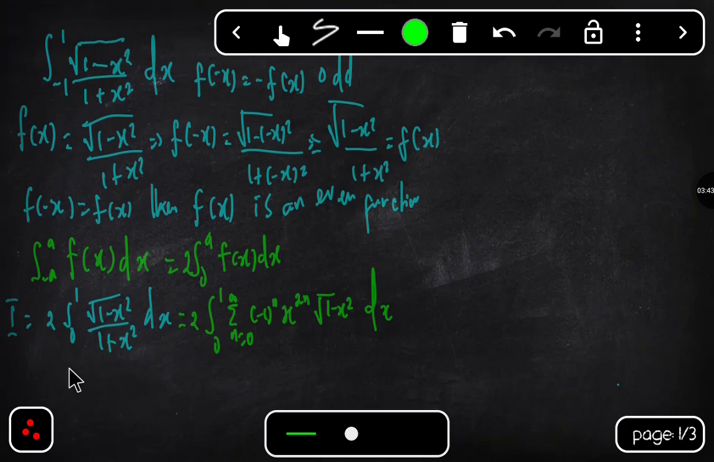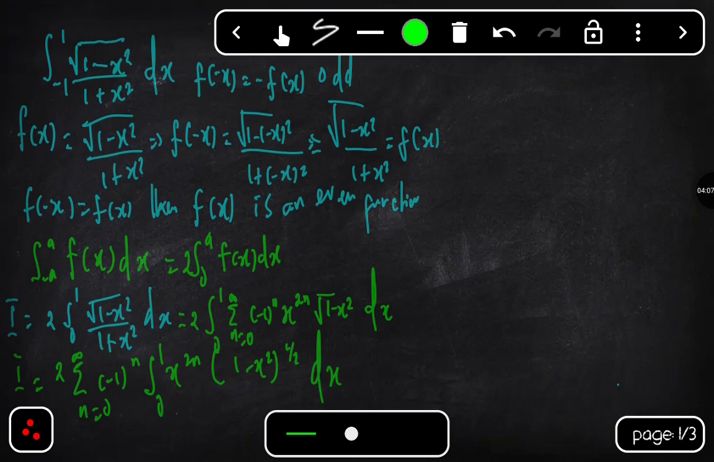Okay, so we can bring out the sum. We have I is equal to 2 multiplied by the sum of n from 0 to infinity of (-1) raised to the power of n, times the integral from 0 to 1 of x raised to the power of 2n, times (1 minus x squared) raised to the power of half, the square root, then dx.